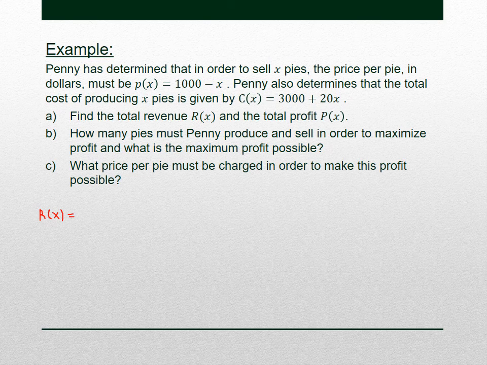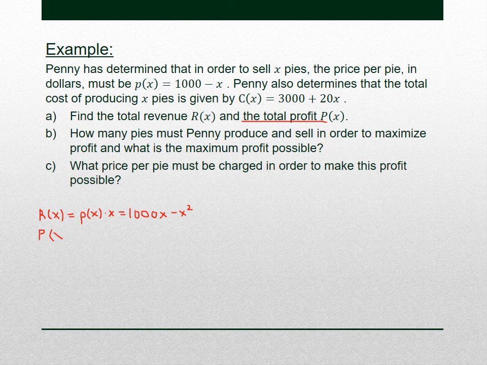That looks like the price, how much we sold each pie for, that's p of x. That's a lowercase p, and we'll use the capital P for profit. So the lowercase p of x is the price, and then how many things did we sell? Well, we sold x of them. So the revenue is going to be given by the price times x. So that's 1,000 minus x times x, and distributing that x through, we get 1,000x minus x squared. So there's our revenue.